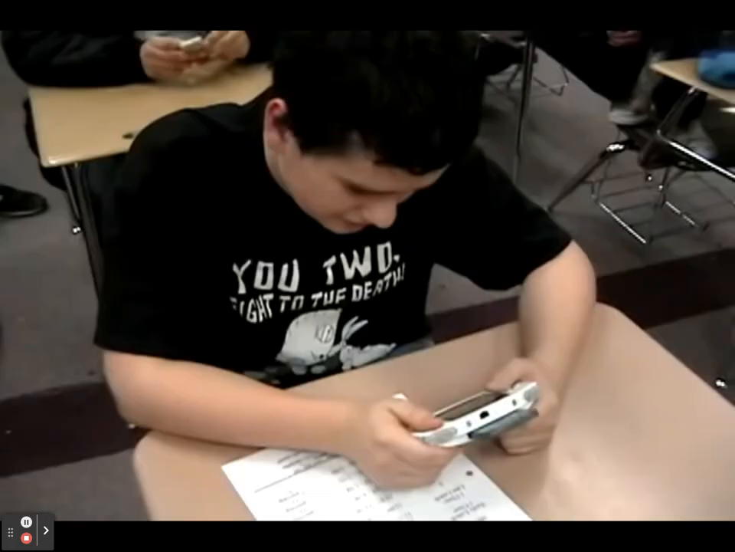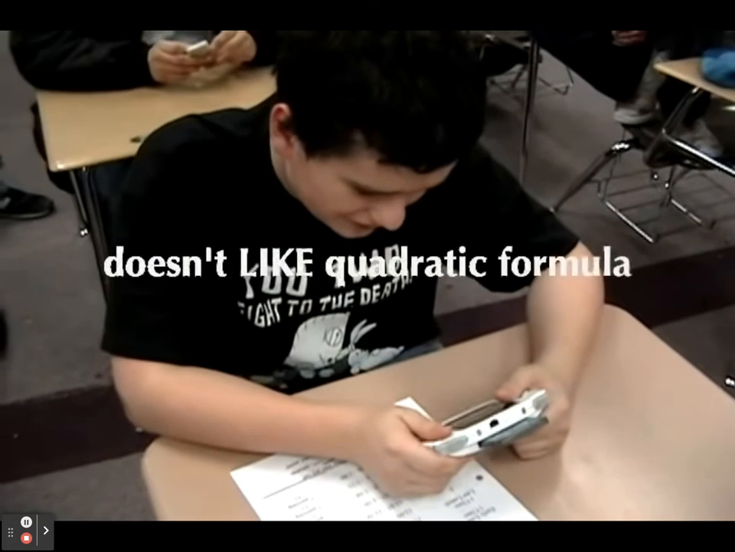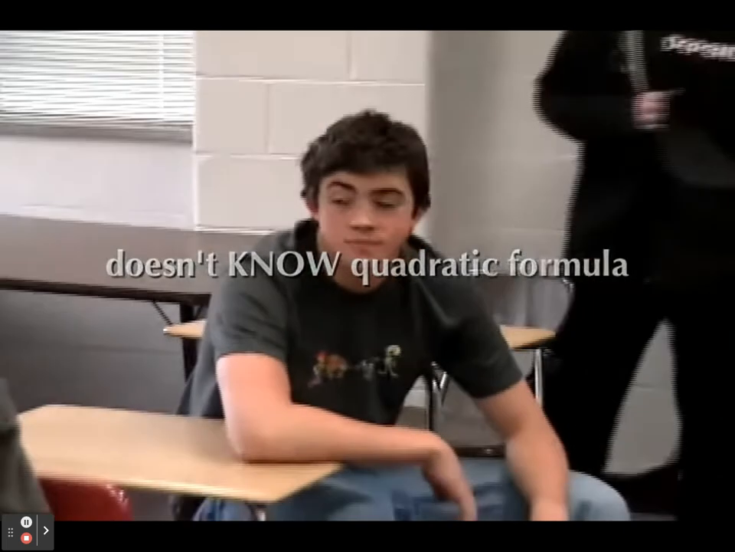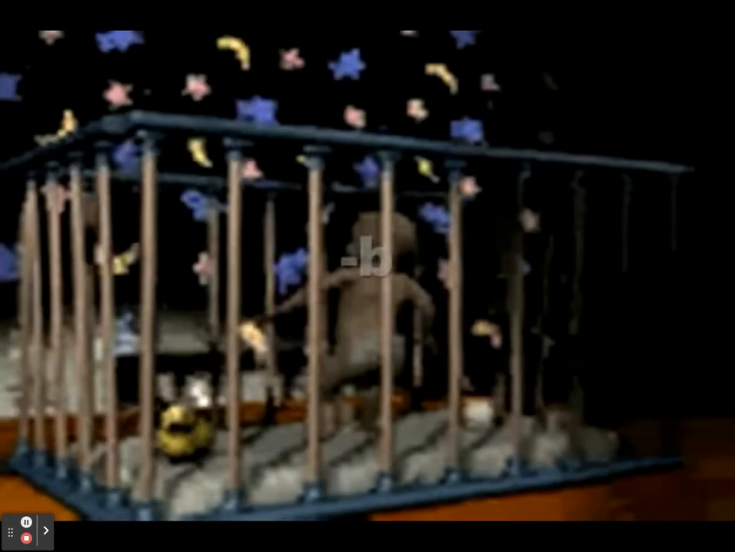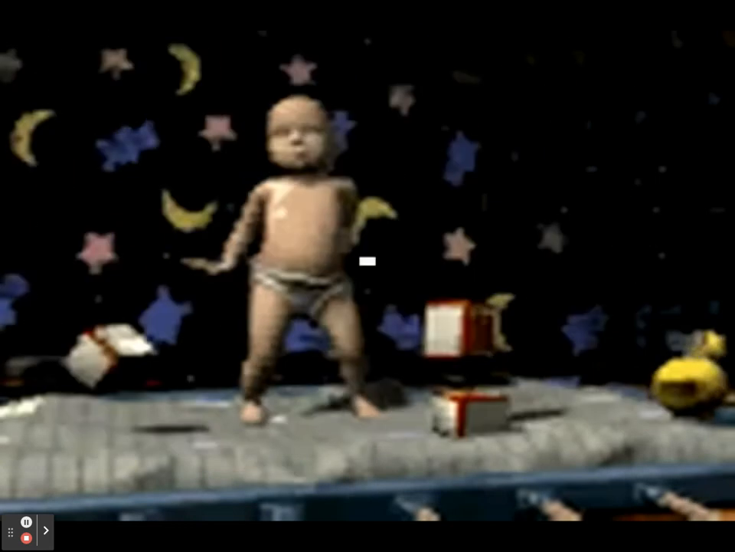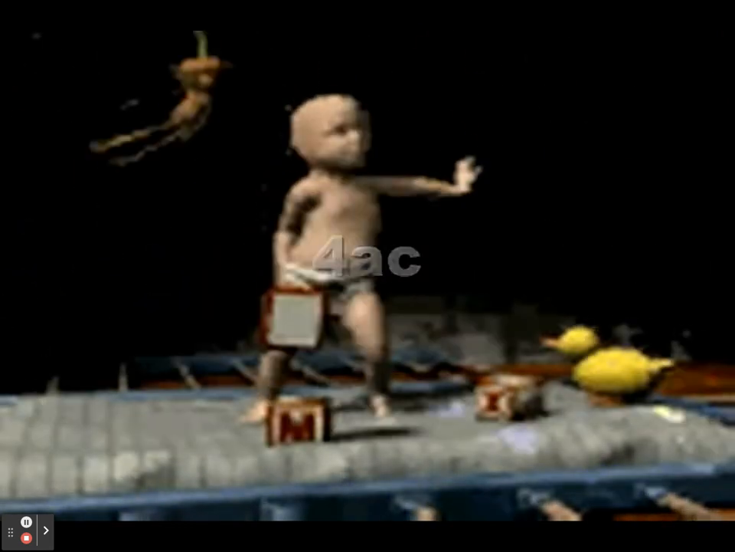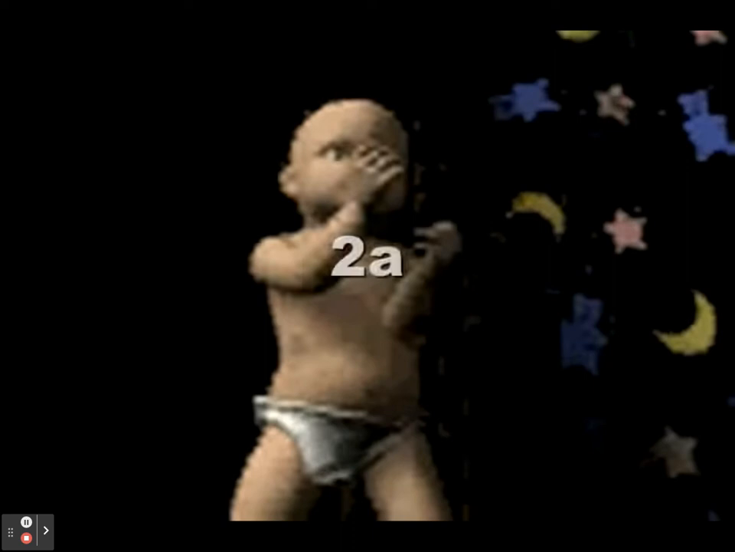Let's do that again. Let's try and make it a little bit different. I don't know. Make it a little rockish. X equals negative b plus or minus square root b squared minus 4ac divided by 2a.